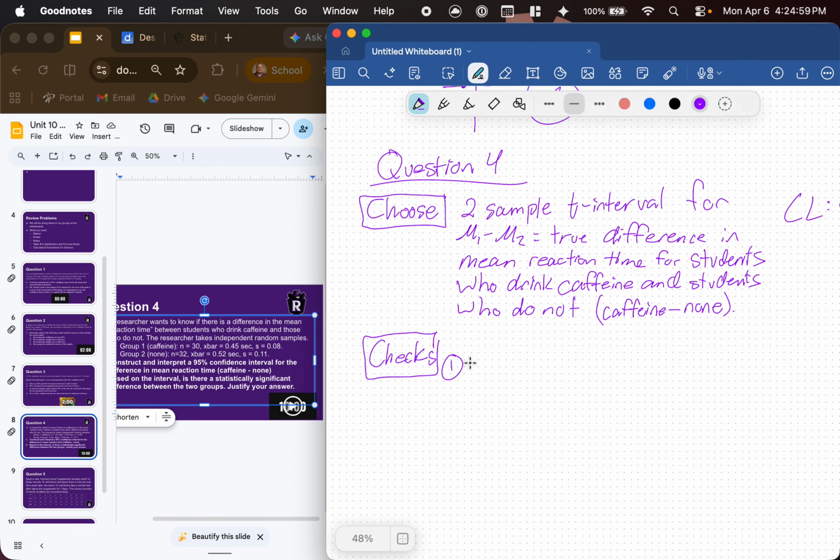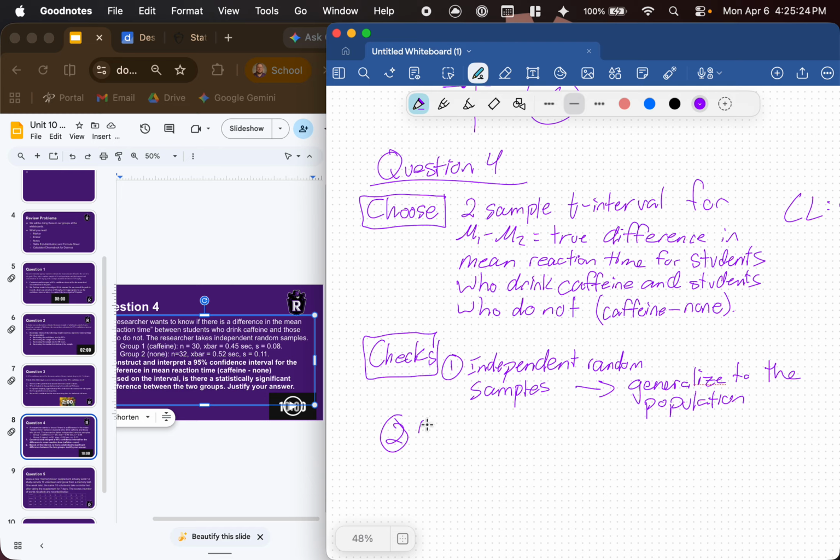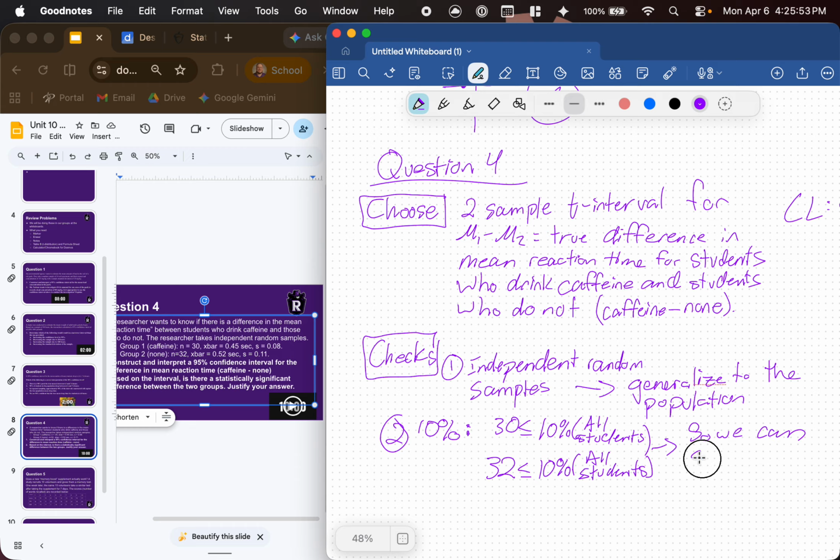Okay. So slightly had to change things. That's okay, though. So, yes, there were independent random samples. And we care about that so we can generalize to the population. Next, 10%. Remember, we have to check these for both populations here. So our first one, 30, that's less than 10% of all students. And 32 is also less than 10% of all students. Why? So we can sample without replacement.